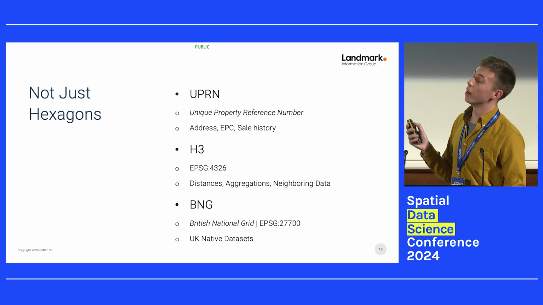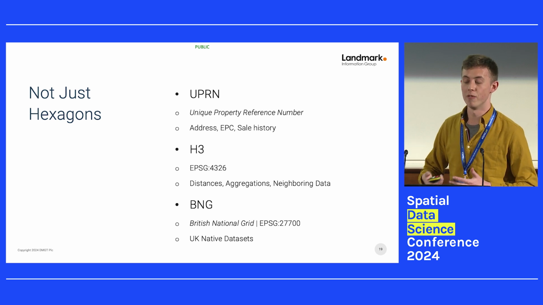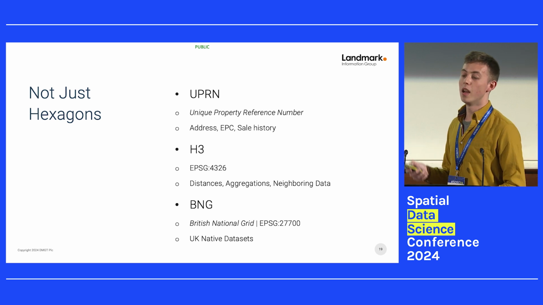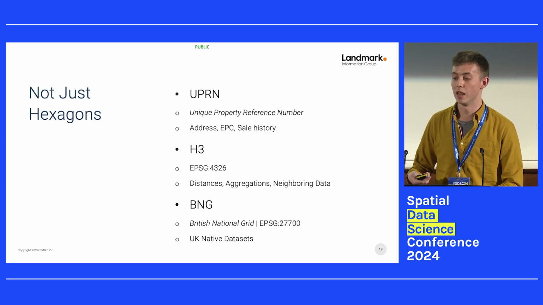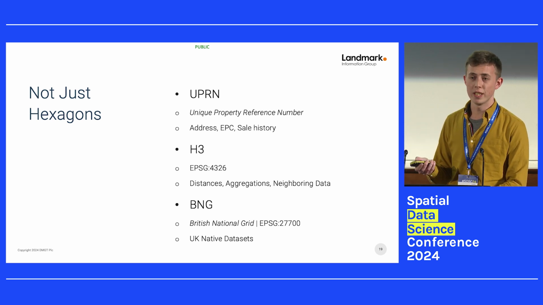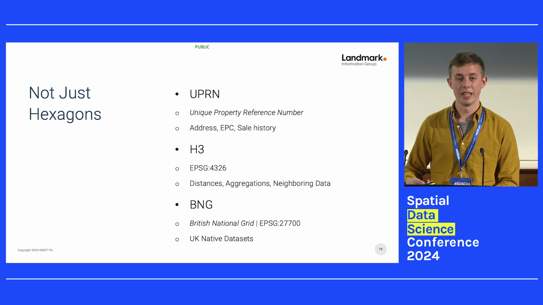We used to index everything against UPRN, but as we've seen, that leads to very rigid and inflexible data sets. H3, as we've discussed, is brilliant for distances, aggregations, sort of general data. But because we're British, we also have a nice British grid system. And that's great for UK native data sets.